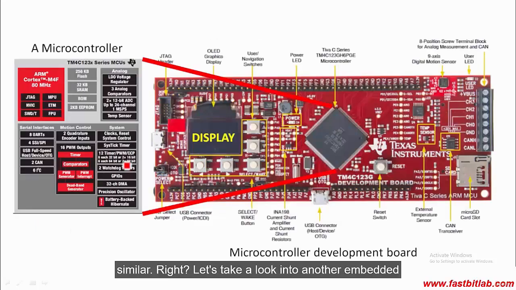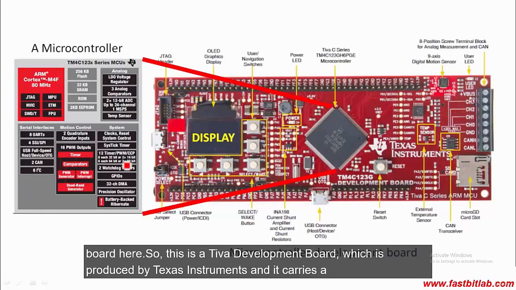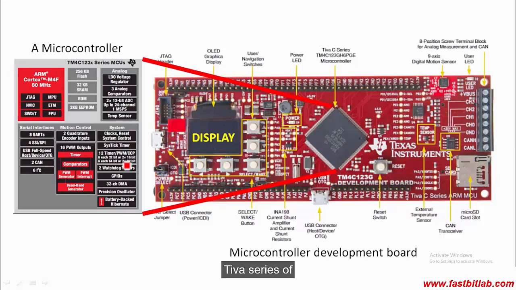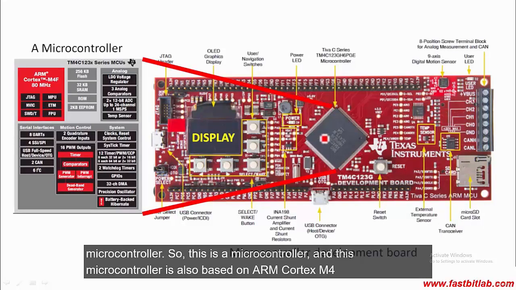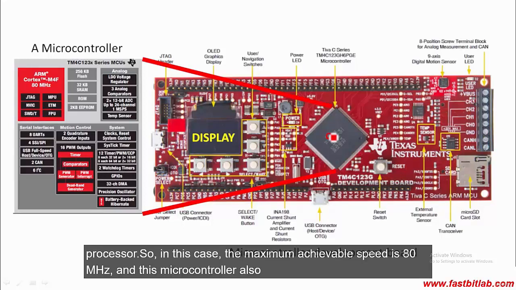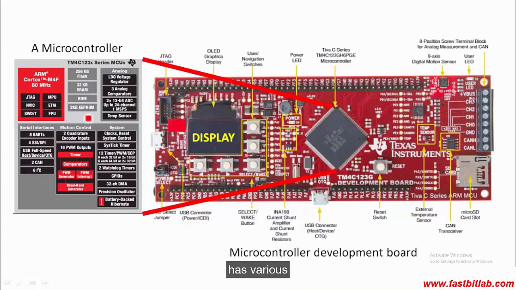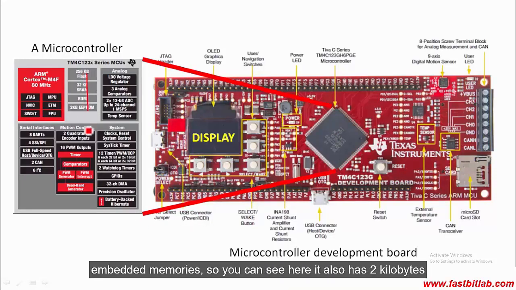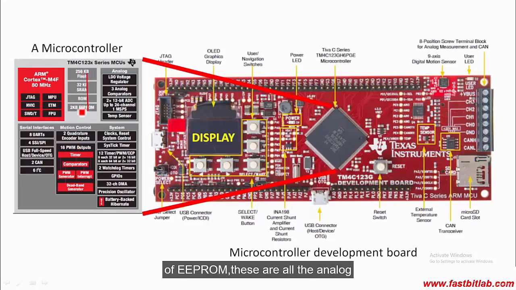Let's take a look at another embedded board here. This is a TIVA development board, which is produced by Texas Instruments, and it carries a TIVA series microcontroller. This microcontroller is also based on the ARM Cortex M4 processor. In this case, the maximum achievable speed is 80 megahertz. And this microcontroller also has various embedded memories. You can see here, it also has 2 kilobytes of EEPROM.